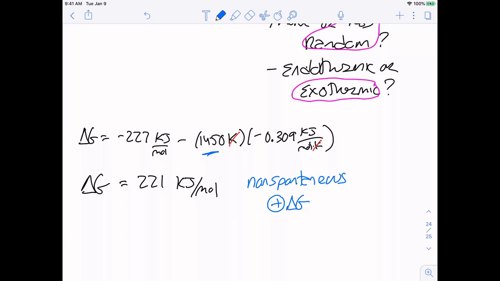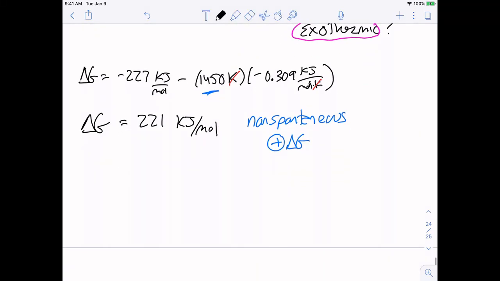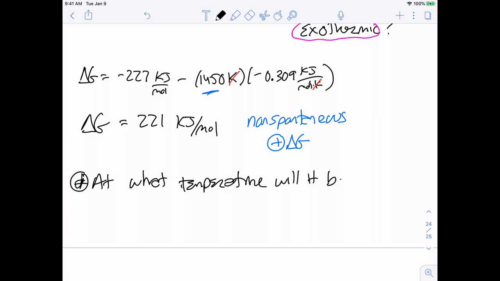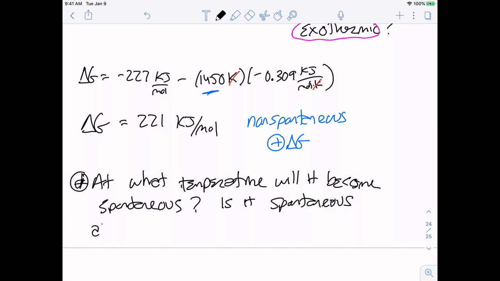So non-spontaneous. I am going to add a second part to this question. We want to know at what temperature will it become spontaneous? And then kind of a second part to that question, will it become spontaneous above or below that temperature? Because remember, when we're solving for that temperature, we're solving for the temperature at which it's at equilibrium, right? It's the temperature where it's switching from one to the other. And we want to know, well, does it need to be higher than that temperature or lower than that temperature that we're about to calculate to be spontaneous? So is it spontaneous above or below that temperature?